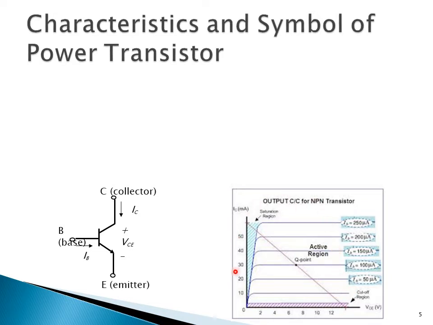Now when you look at this graph, there are three regions which we see. One is the saturation region out here, blue color, and this is the cutoff region, and in the center we have got the active region. Most of the time that you have studied in your low power devices is to use the device in the active region as an amplifier. But in power electronics, this particular device, transistor, will not be used as an amplifier, because in power electronics we are already dealing with amplified signals itself.